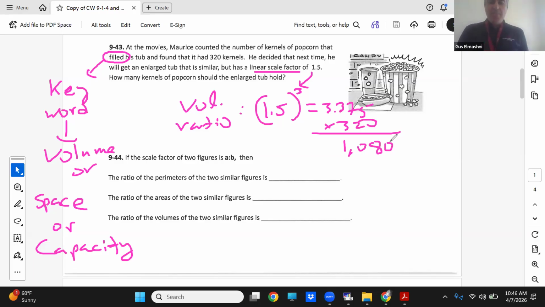944. A scale factor of two figures A to B. What's the ratio of the perimeters, ratio of the areas, ratio of the volumes? So now we know what's going on, right? It's still A to B for perimeter. It's A squared to B squared for area and A cubed to B cubed for volume.